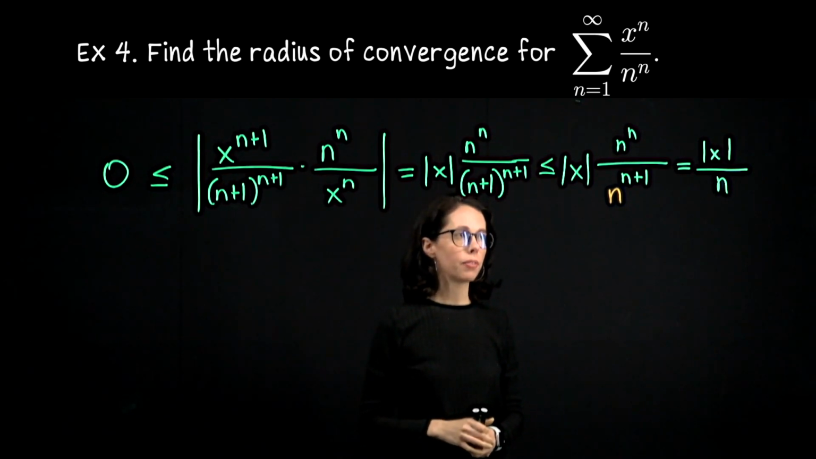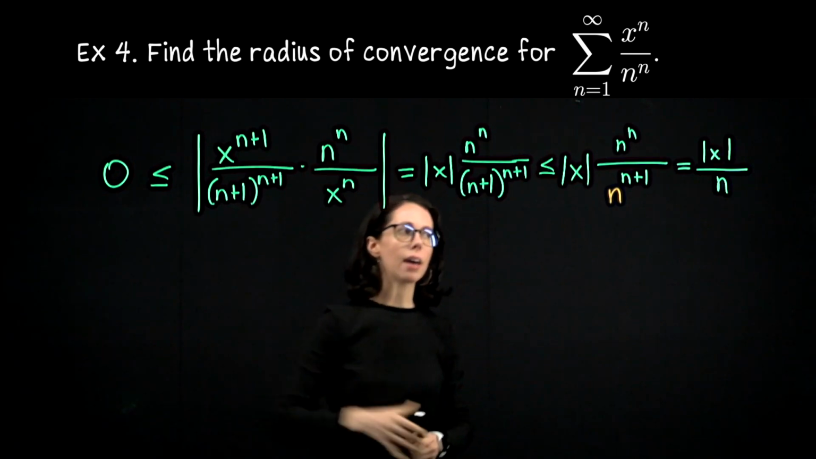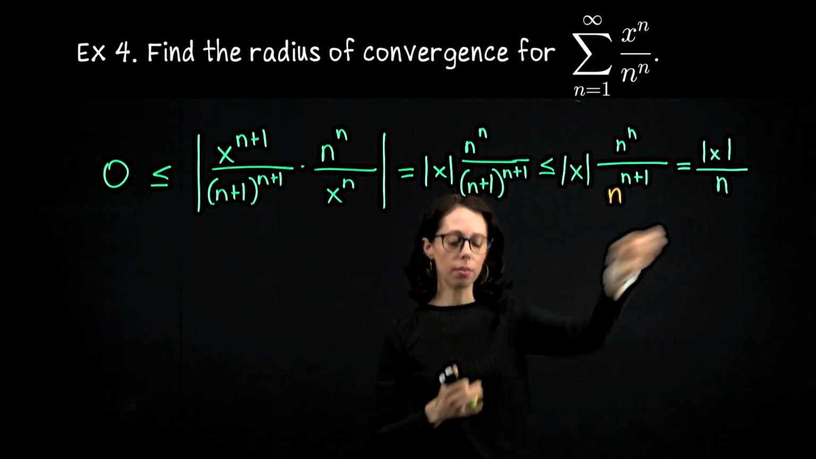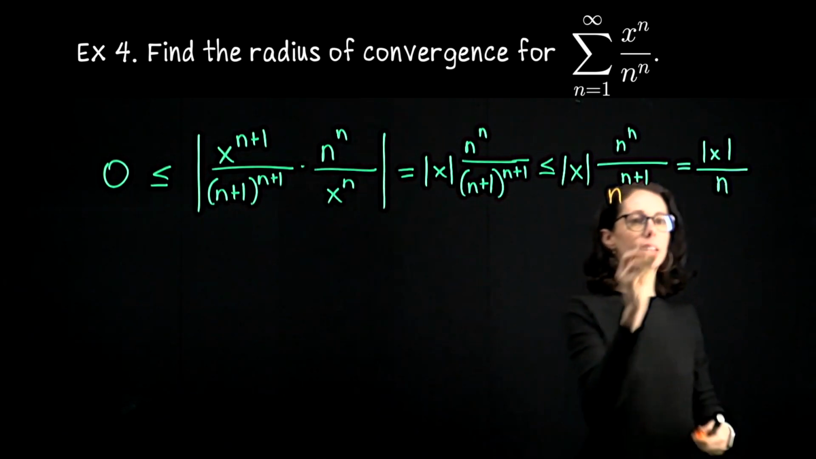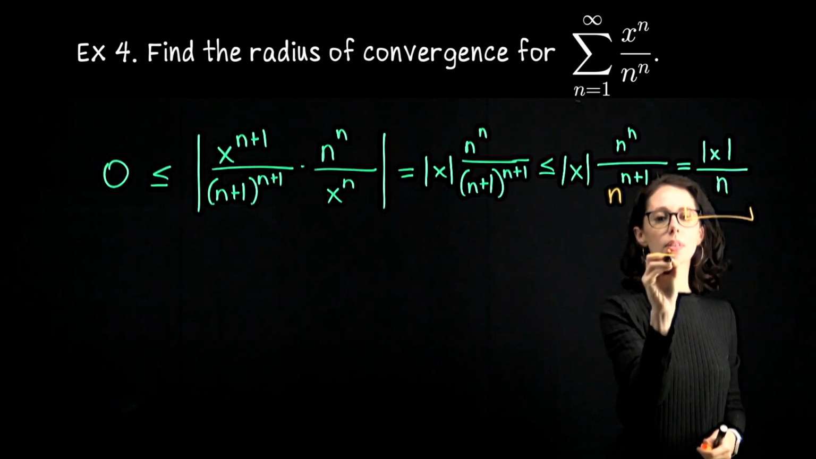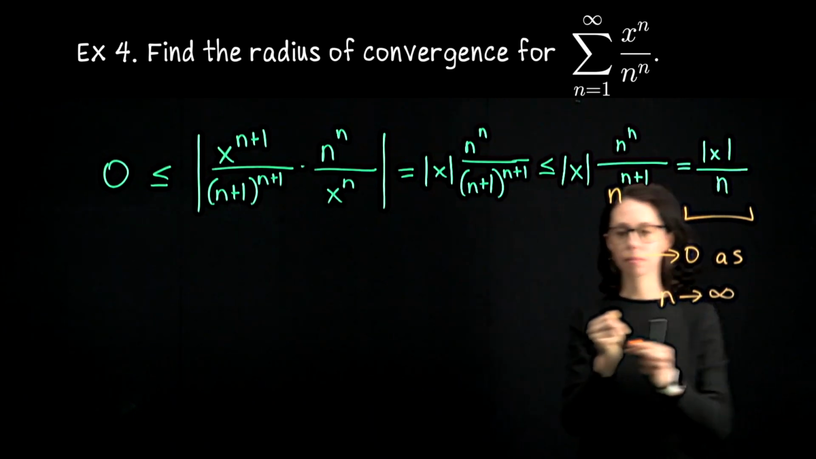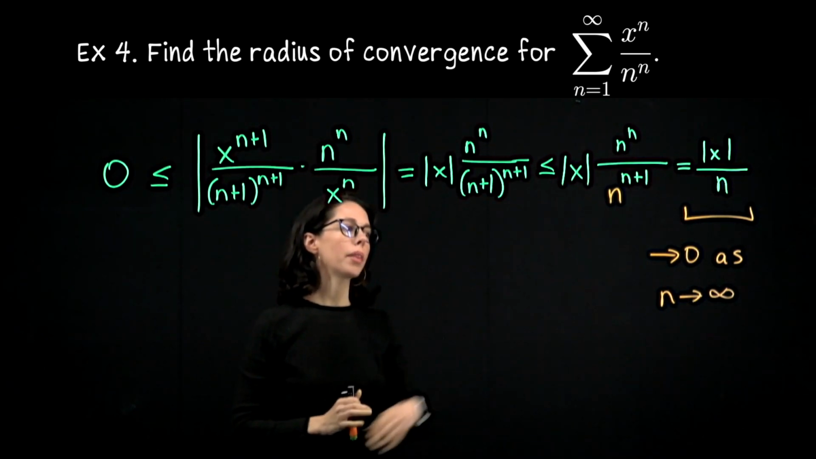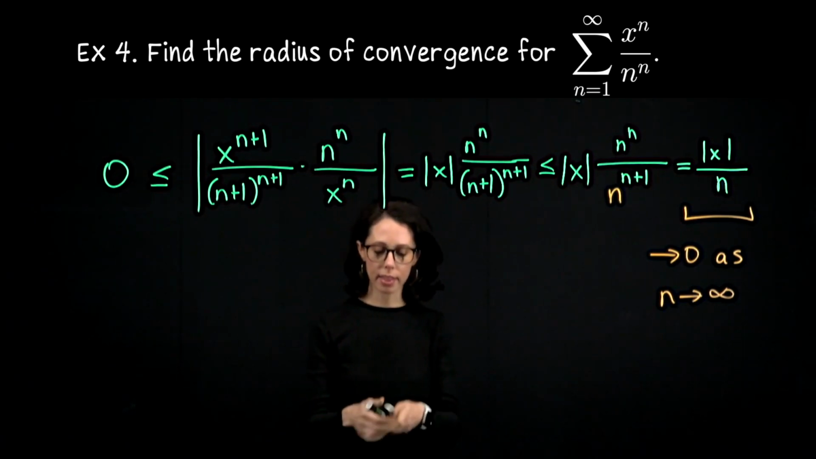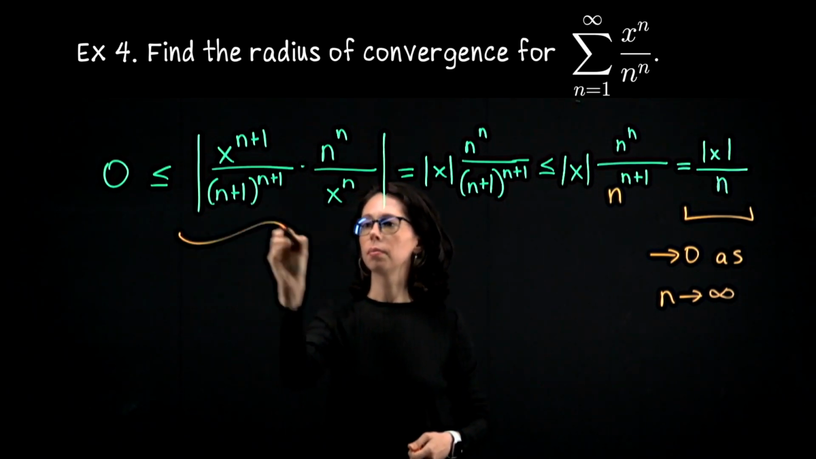As n goes to infinity, we still have 0 on the left, and then this is going to go to 0. So this is the key idea here, that this expression goes to 0 as n goes to infinity. So we have 0 on the left, 0 on the right. By the squeeze theorem, this goes to 0.